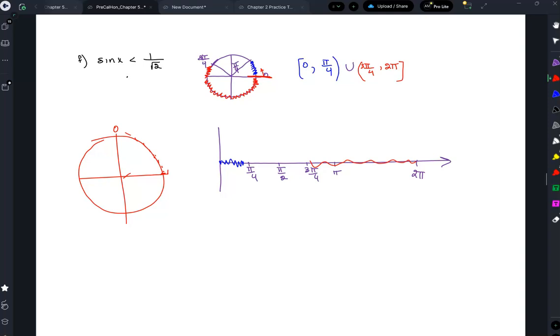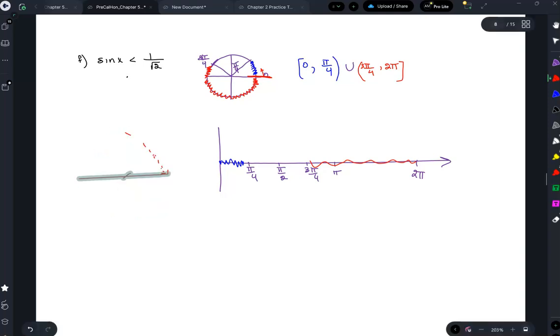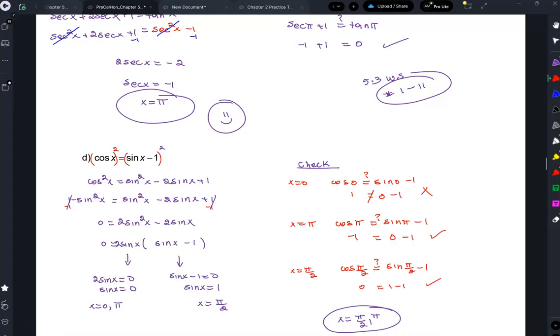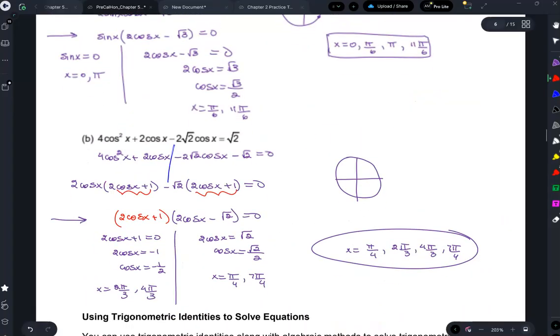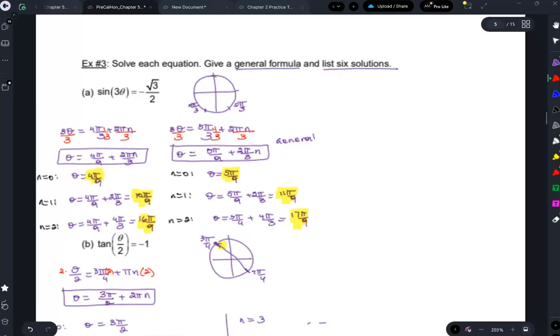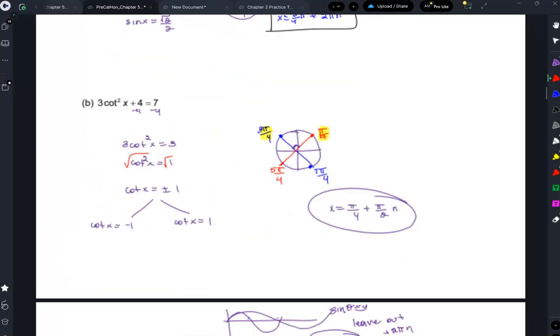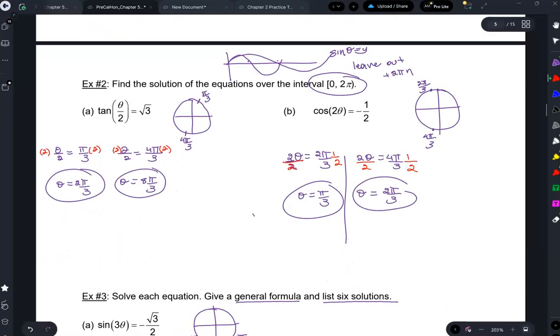Are we going to be doing this with tangent? It's possible. Would you use secant, cosecant, cotangent? Not this year. Okay, we're going to go back to what we did with this stuff here.